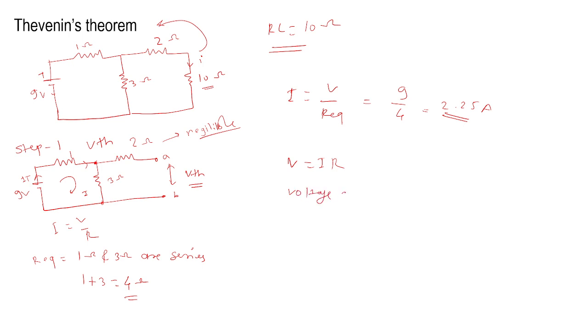व्होल्टेज अक्रॉस 3 ohm is equal to VTH. So V is equal to VTH is equal to 3 multiplied by I. So VTH is equal to 3 multiplied by 2.25. So VTH is equal to how much? 6.75. 6.75 volts. VTH कसा कॅल्क्युलेट केला सगळ्यांना समजलं का?